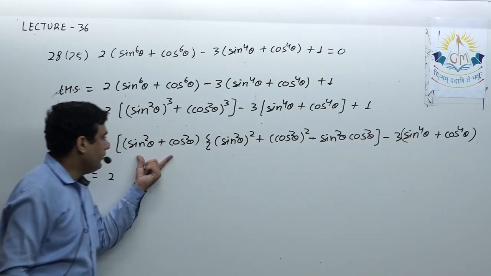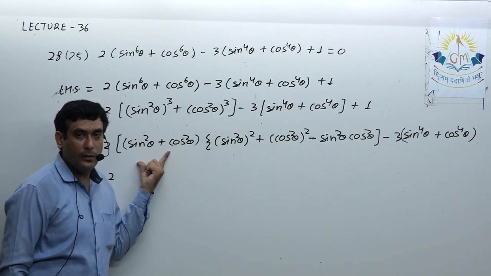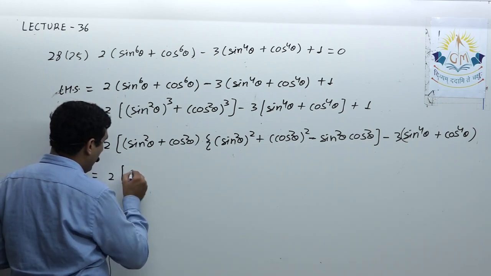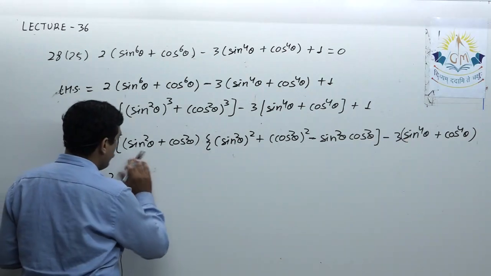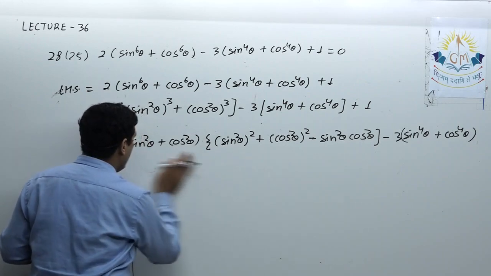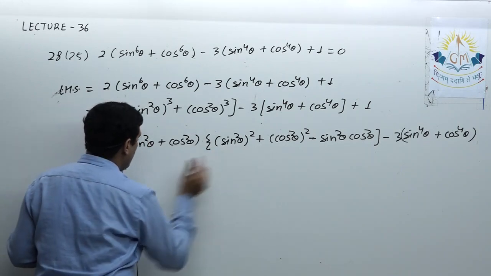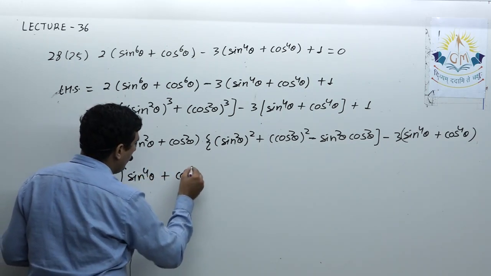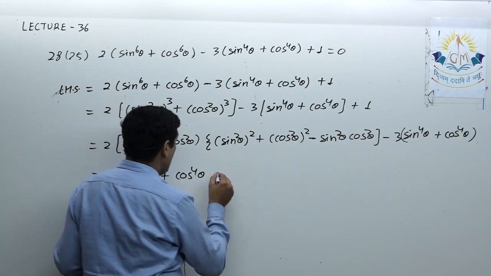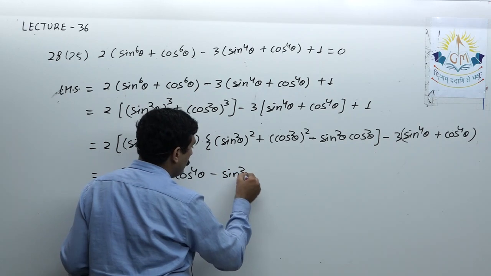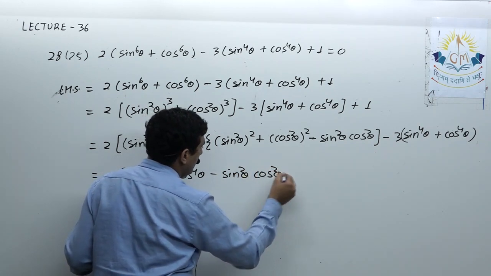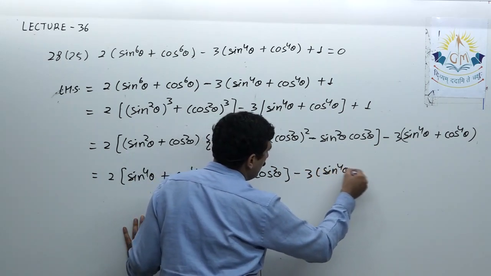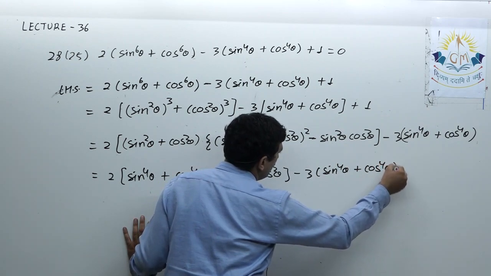Now if you observe carefully, this sin square theta plus cos square theta gives you 1. Simply I am removing this because these two are in multiplication, so 1 multiplied by anything gives the same. I'll expand this: sin raised to 4 theta plus cos raised to 4 theta minus sin square theta cos square theta, minus 3 times sin raised to 4 theta plus cos raised to 4 theta.